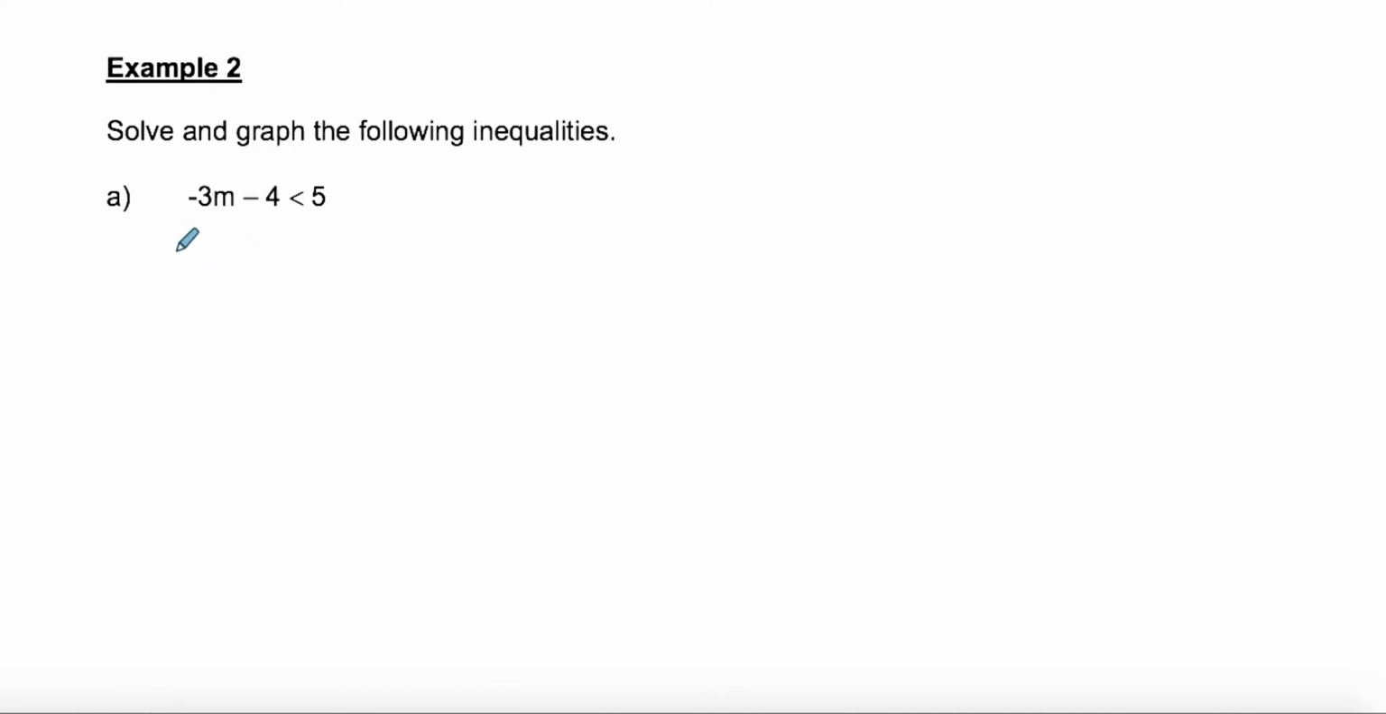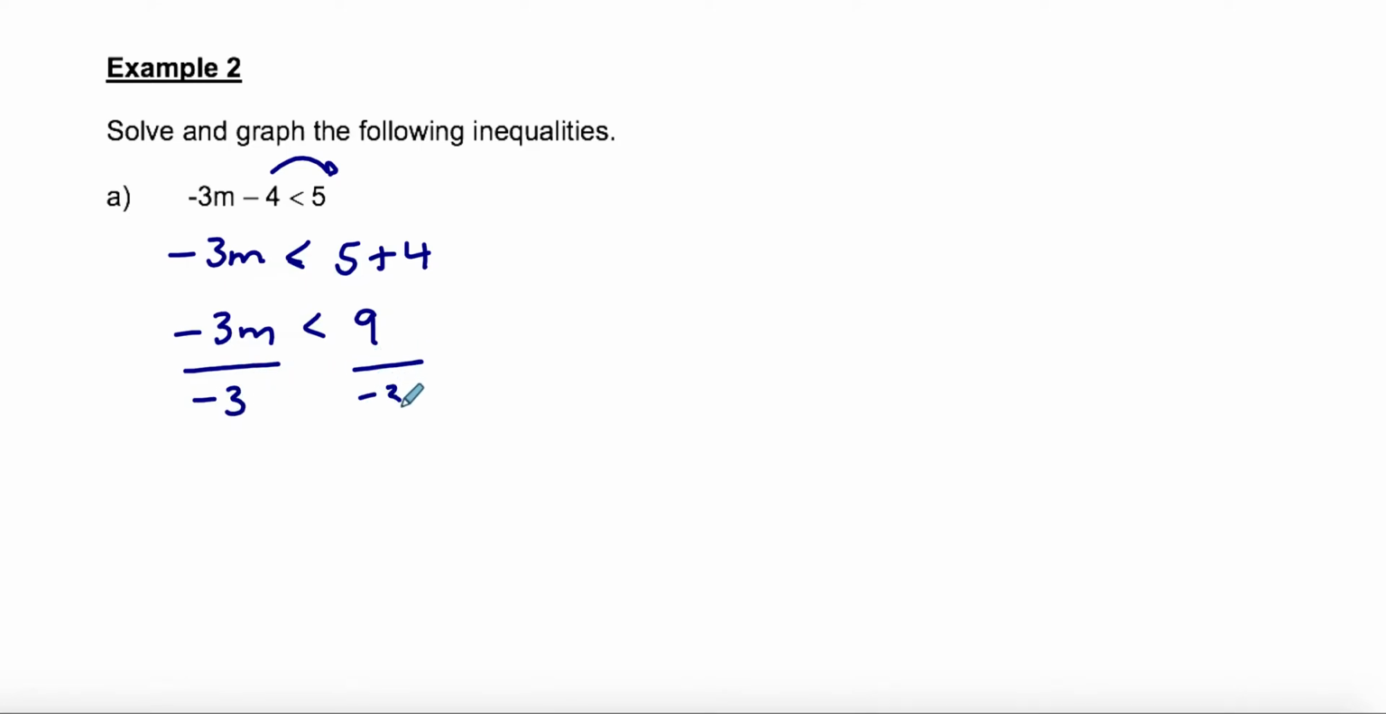Again, I just want to isolate my variable, which is an m. So I'm going to move this negative 4 to the right-hand side. So it's going to become a positive 4. I would have to add 4 to both sides. So I know negative 3m is less than 9. In order for me to isolate the m, I'm going to have to divide both sides by negative 3, just like you would if you were solving an equation.